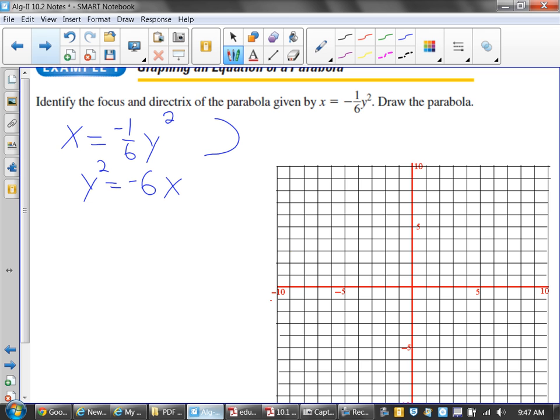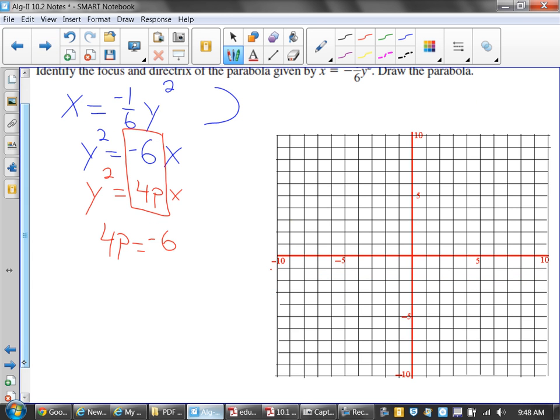That's true. Now, notice here, we've got y squared by itself. To figure out what this p value is, you go back to the generic equation. Does everybody agree that the -6 is being related to the 4p? Since it's out in front of the x value here, in order to solve for the p value you set them equal to each other. So your p value is -3/2.